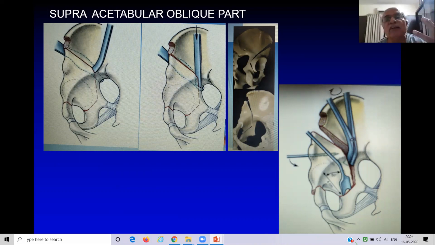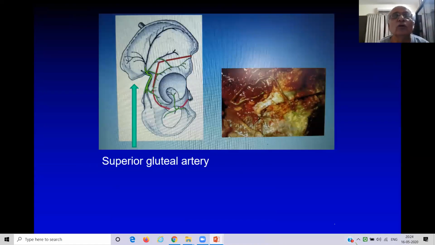The whole fragment, which is a supra-acetabular osteotomy, can be moved in the direction wherever you want. Only, very important, this is the superior gluteal artery, and all the blood supply is almost kept intact. So it is a very, very dynamic osteotomy.